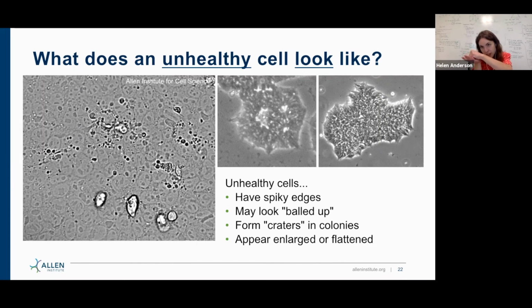As well, when cells are unhealthy, sometimes those tight, close interactions with their neighbors become a little looser. They stop holding hands quite so tightly. And this can create empty spaces, gaps, or craters in the colonies, which you see imaged in that middle image there. As well, colonies of unhealthy cells may appear enlarged or flattened.